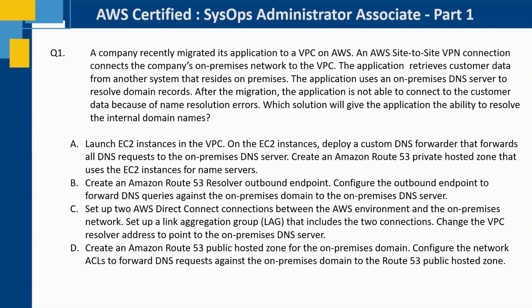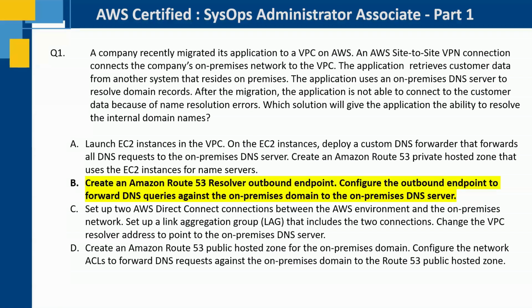Now folks, after migrating the application to AWS, it now resides in a VPC and its DNS queries by default are handled by the Amazon provided DNS, which is the VPC DNS resolver. And friends, since the application needs to resolve internal on-premise domain names, you need a way to forward those DNS queries from AWS to your on-premise DNS server over the site-to-site VPN. And Amazon Route 53 resolver outbound endpoints are designed exactly for this, making option B the correct answer.